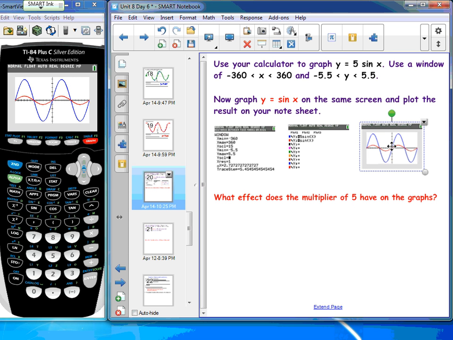How are they connected? Rachel? When you read the values of sine x, you just multiply them by 5. Absolutely. The y values of my sine of x function are multiplied by 5. They're 5 times as tall. So for a given x angle input, if I take the y coordinate on sine of x and multiply it by 5, I get the corresponding picture for y equals 5 sine of x. Exactly. So what does the multiplier 5 have on the graph? It makes it 5 times as tall. Right? 5 times as tall. Nice job.